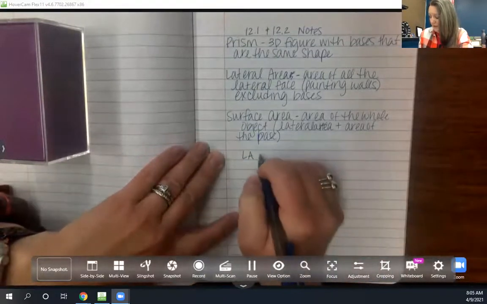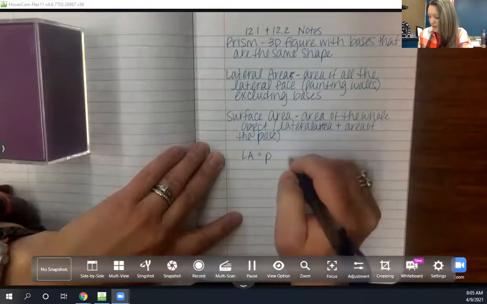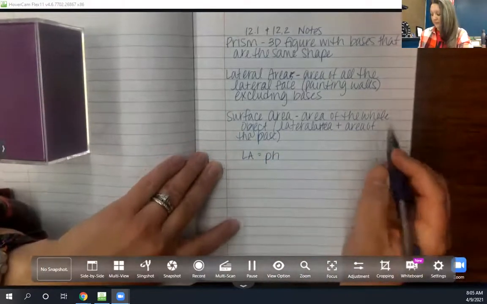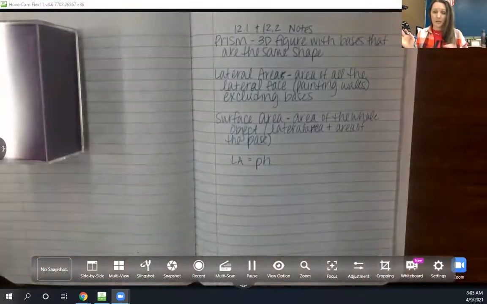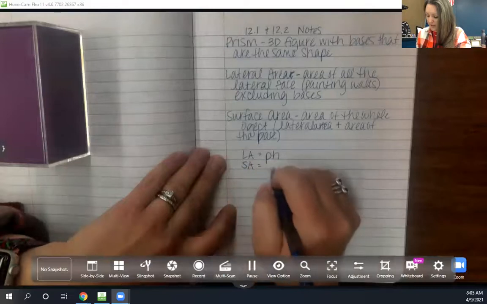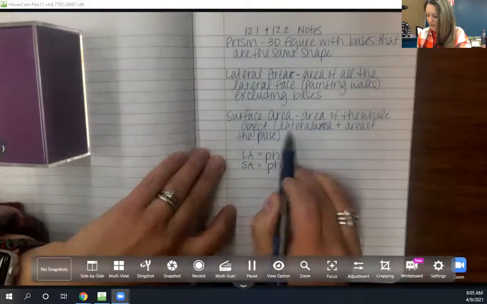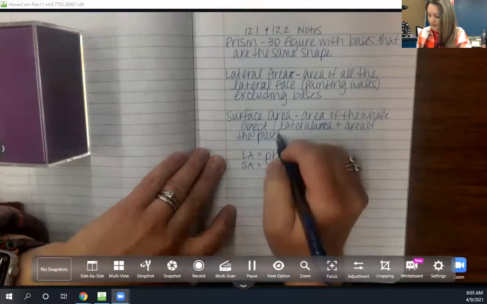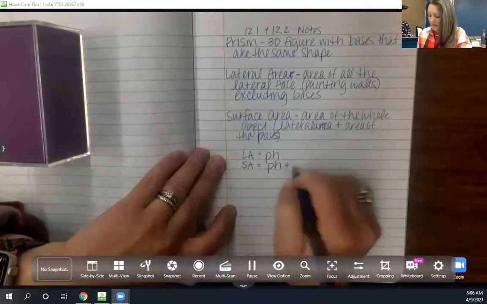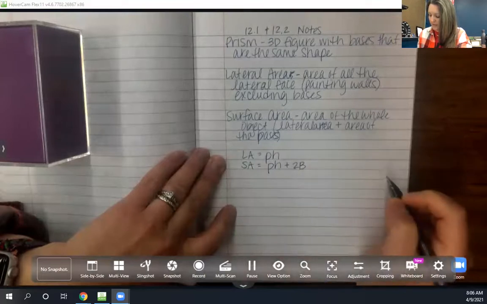Finding your lateral area is the perimeter of your base times your height. Super easy, right? Someone else figured that out. We could just get to use it. Isn't that nice? Your surface area is, guess what? It's your lateral area plus the area of the bases. It's the perimeter of your base times your height plus your 2 base areas.